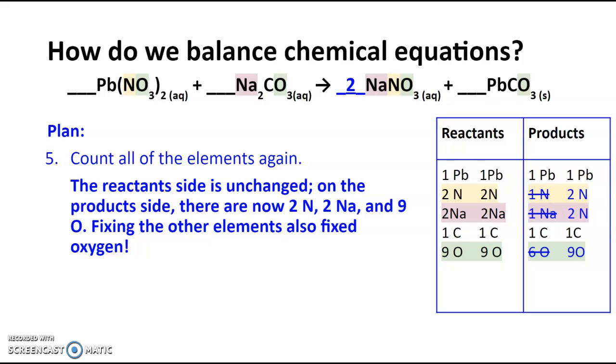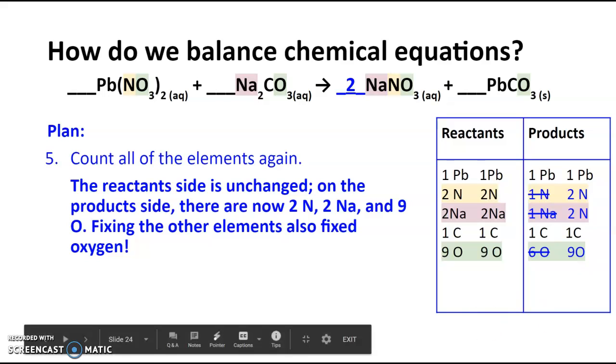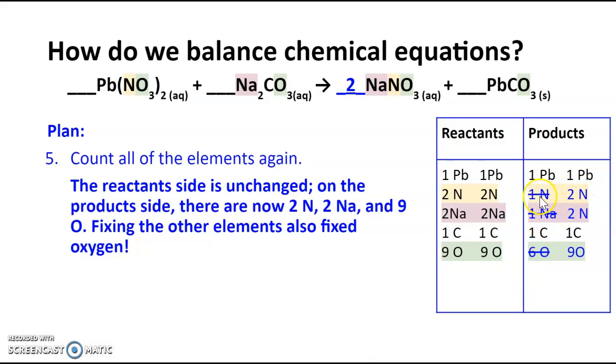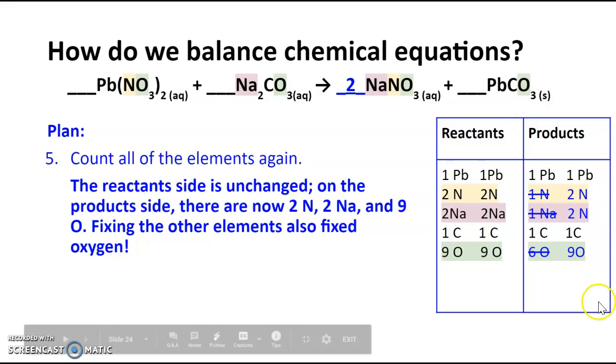Step 5, count all the elements again. So the reactant side is unchanged. So I rewrote them, but you know that they're the same number, right? We didn't multiply any of those guys. On the product side, we went ahead and we doubled our nitrogens, we doubled our sodiums, and we doubled these oxygens, so we got 6 now, plus those 3 is 9.